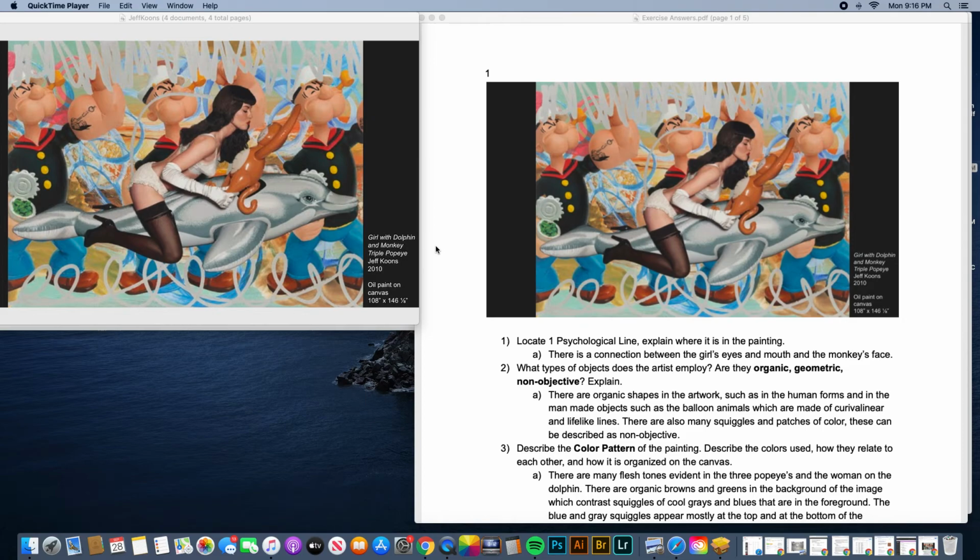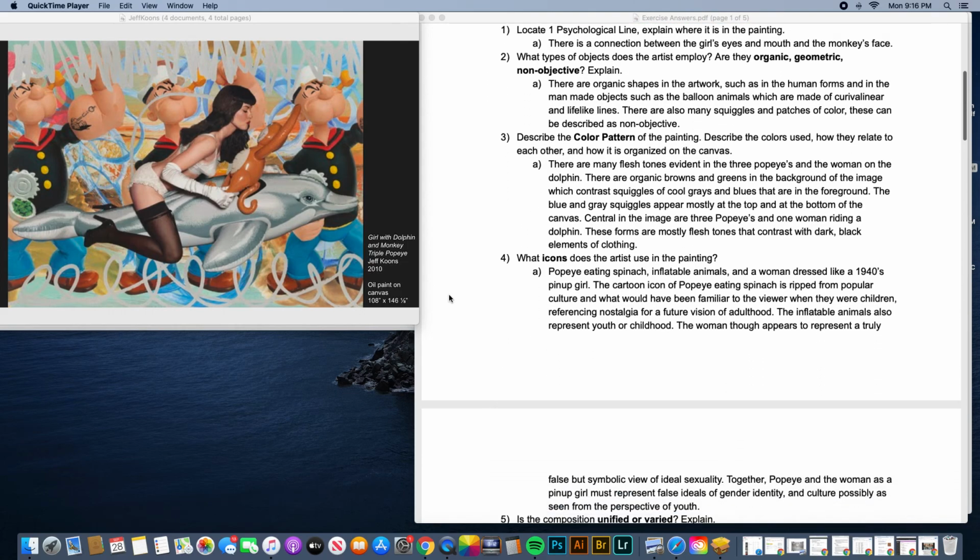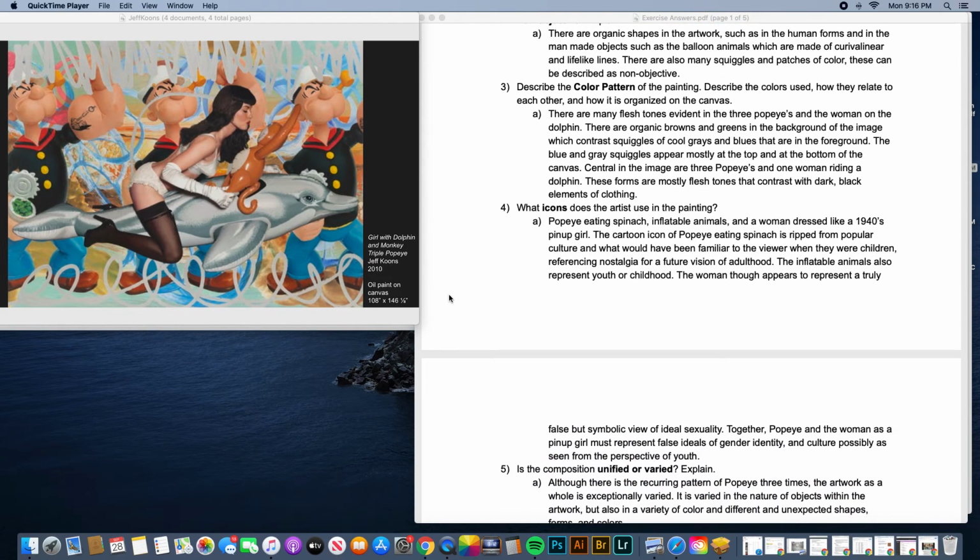Describe the color pattern of the painting. Describe the colors used, how they relate to each other, and how it is organized on the canvas. There are many flesh tones evident in the 3 Popeyes and the woman on the dolphin. There are organic browns and greens in the background of the image, which contrast squiggles of cool grays and blues that are in the foreground. The blue and gray squiggles appear mostly at the top and bottom of the canvas.